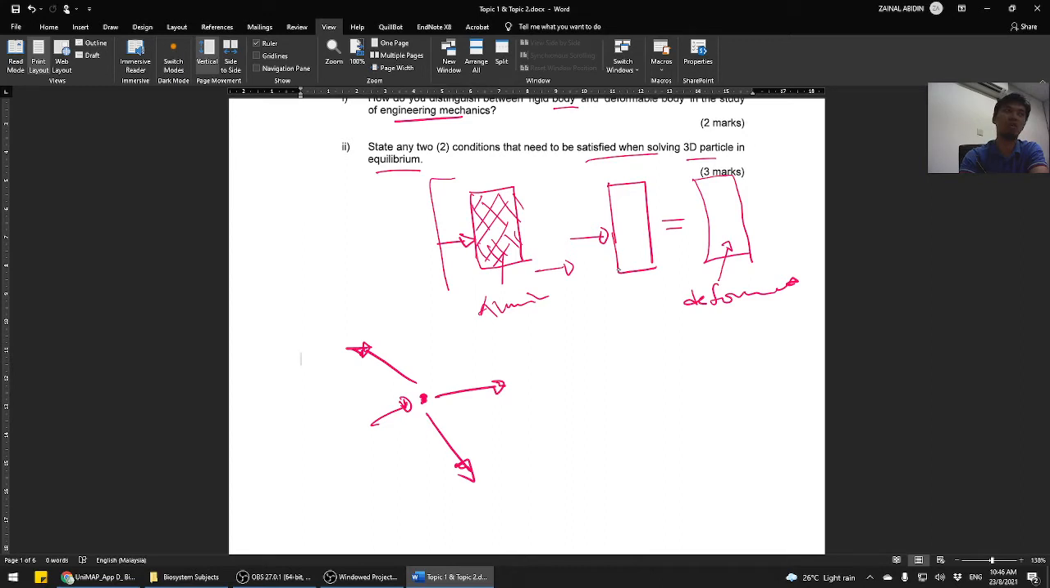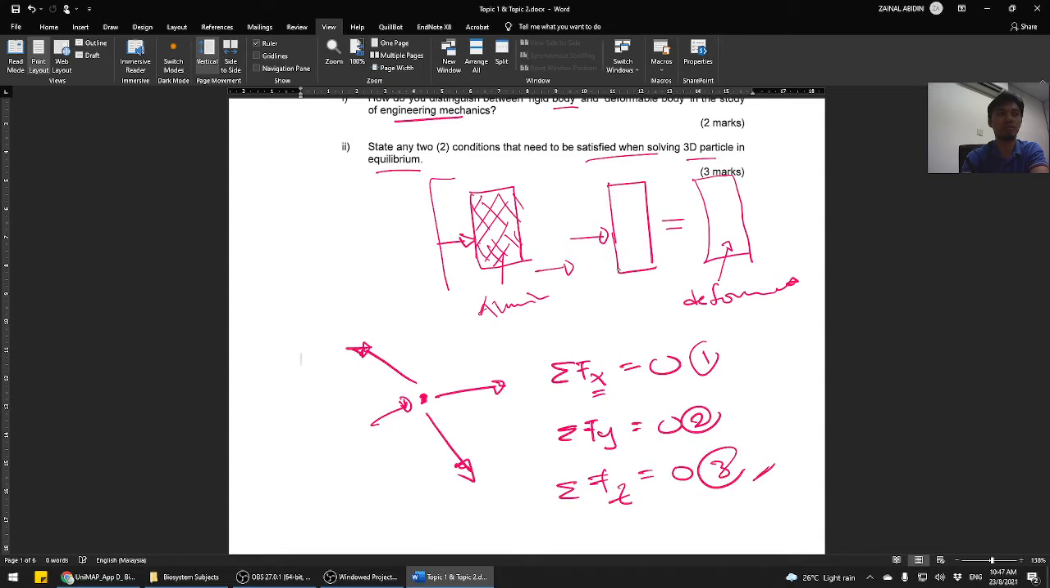So, the two conditions you need to satisfy is summation of force is equal to zero in X direction and summation of force in Y direction equal to zero. These are already two conditions. First condition, second condition. And the third condition is summation of FZ equal to zero. Okay, that is 3D particle in equilibrium.